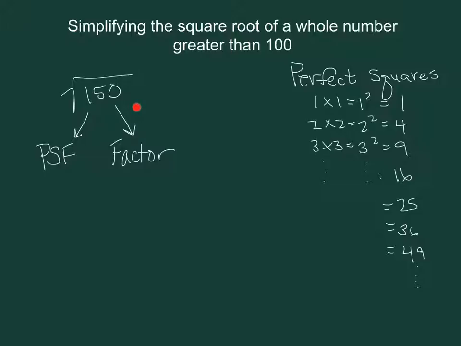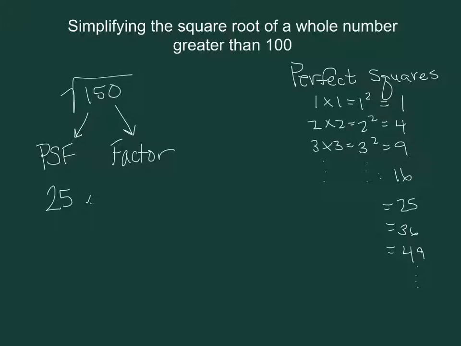So obviously 150 divided by 1 is just going to be 150, which doesn't help us out at all. We're going to try 150 divided by 4. Okay, that's 37.5. That won't work. 150 divided by 9. That's 16.667. That's not going to work. So 150 divided by 16, 9.375. That won't work. So 150 divided by 25. Aha! 150 divided by 25. So the perfect square factor, the largest one, is 25.